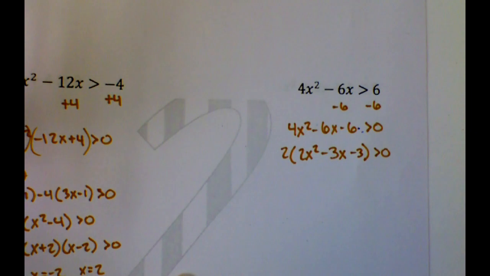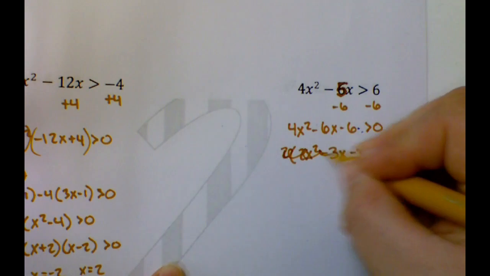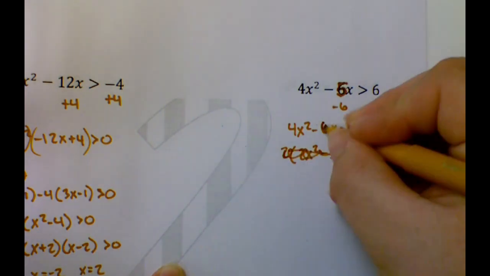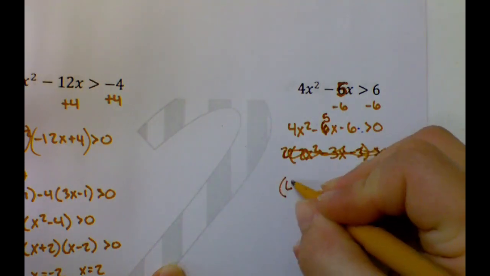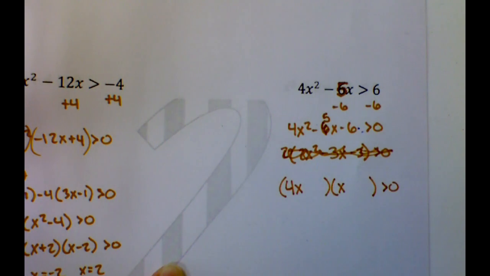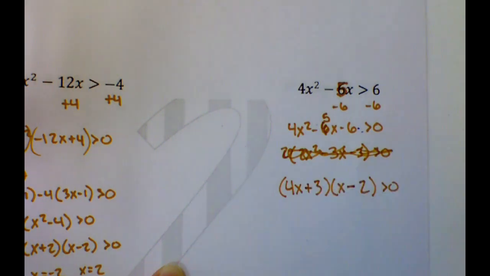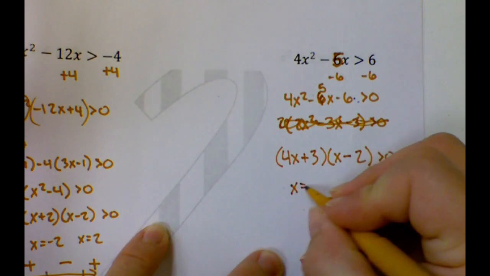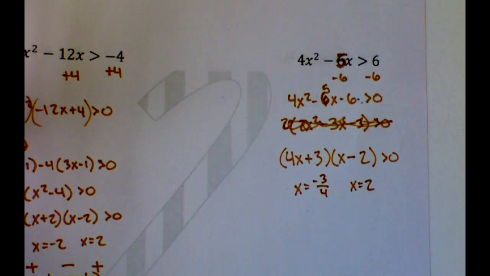And I just realized I have a typo. In your notes, this is actually a 5, because this problem's impossible. This is a 5. We're actually going to factor that as it was. I'm going to go 4x and x. 2 and 3, minus 8 plus 3. So my key numbers are actually negative 3/4 and positive 2. Your notes should have that correct. I just don't have it right on this page.